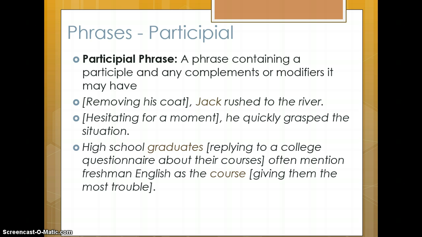The second one in this sentence, the course that is giving them the most trouble. Giving them the most trouble is a participial phrase acting as an adjective. It's modifying the word course. Okay?